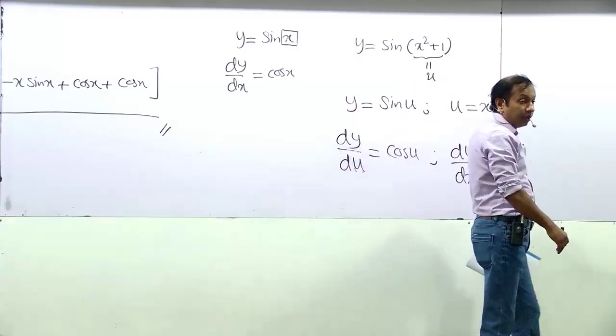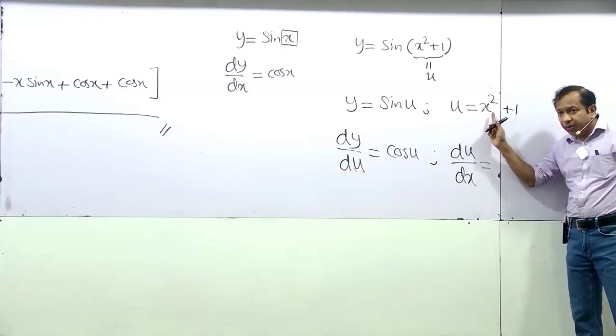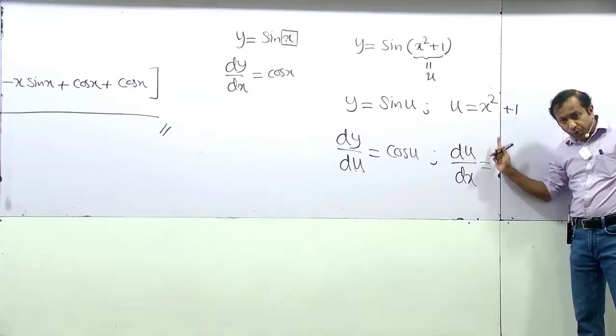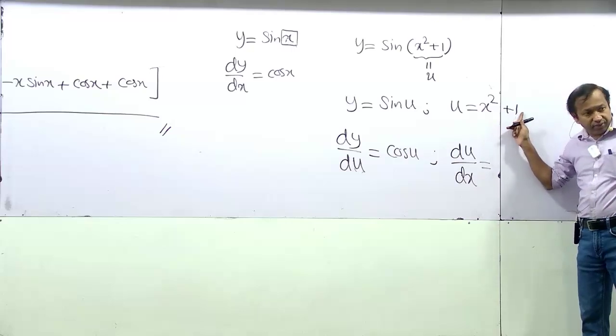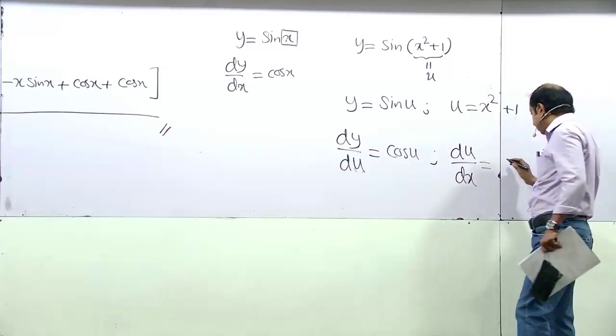Okay. Tell me, what do you get when you differentiate this, x squared plus 1? The derivative of x squared is 2x, plus the derivative of 1. 1 is a constant alone, so 0. So we get 2x.